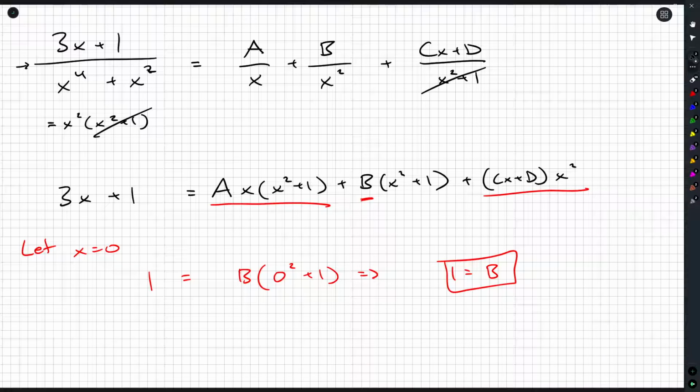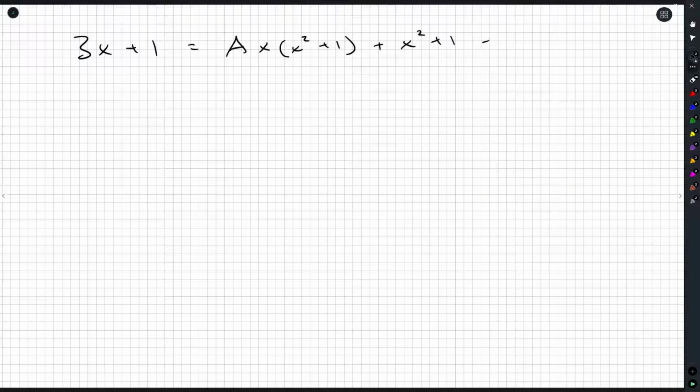Okay. What else can we do? I'm just going to update this. We've got 3x plus 1 equals A x times (x squared plus 1). B is 1, so I'm going to go ahead and substitute that in. So we'll have (x squared plus 1), and then we'll have (Cx plus D) times x squared here.